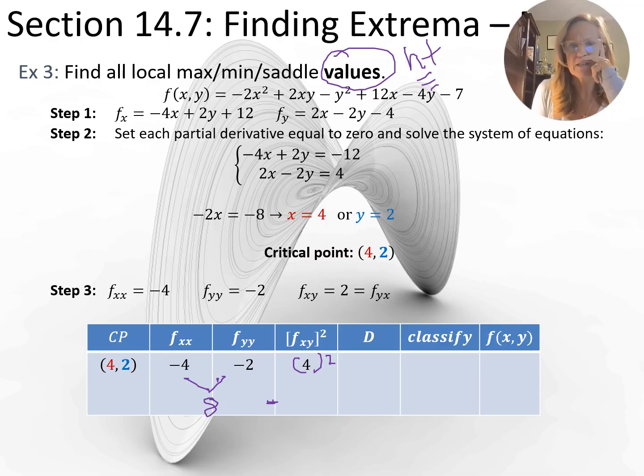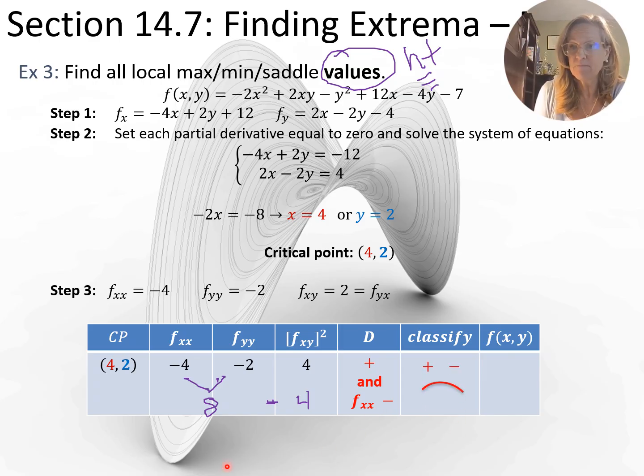Oops, I already squared it. Wait a second. Sorry, my partial is already squared. So 2 was squared and I got 4. So I have 8 minus 4, which is positive. And I looked back at my pure partial with respect to x, and it was negative. So what does that mean?